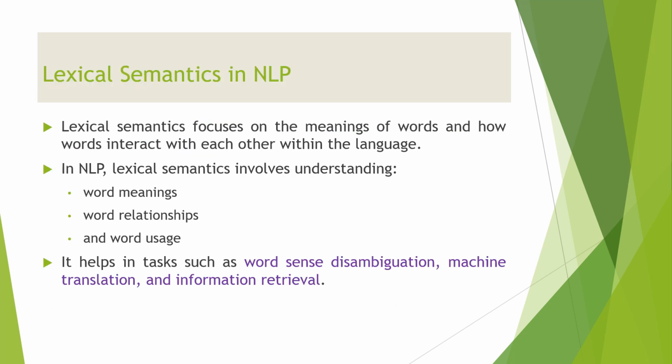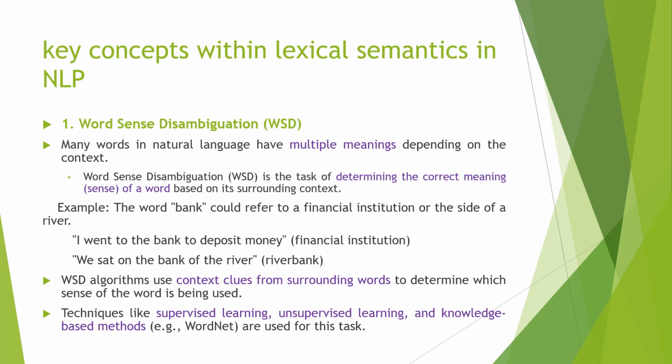And coming to the next topic, that is lexical semantics in NLP, we focus on the meaning of words and how the words are interpreted and interact with each other within a corpus. And here the semantics include the meaning of words and the relationship between words, and lexical semantics can be captured considering the words' usage also. So this task is useful in word sense disambiguation, machine translation, and information retrieval. Let us now discuss key concepts in lexical semantics.